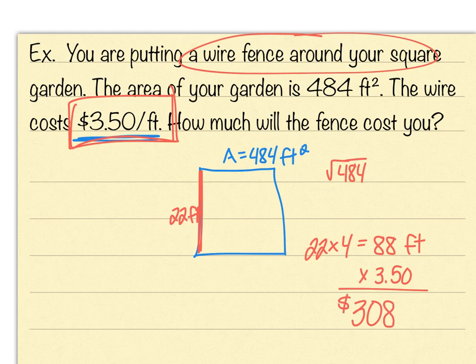So again, you probably have solved problems like this before. Maybe you just didn't know you were using a square root symbol when you were finding the side length of a square. And that's why we call it the square root, because that's the root, or the side, of the square.